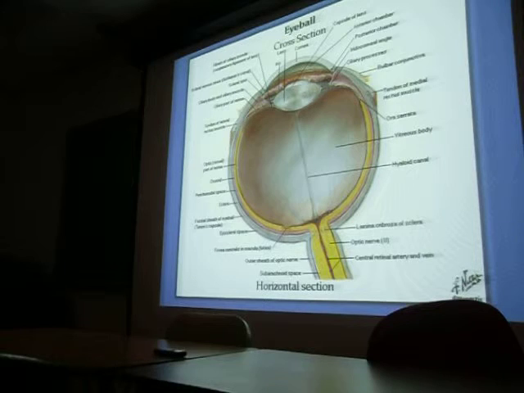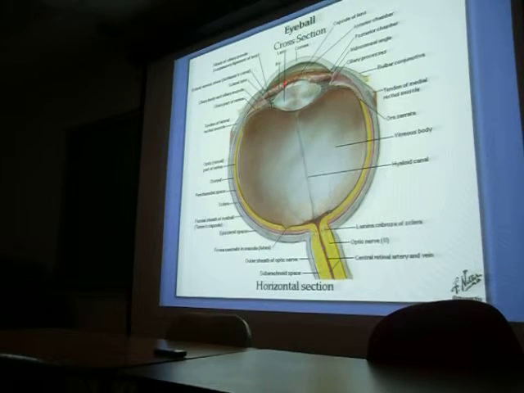That's called accommodation. So the flatter the lens, the better you see further out, but as soon as you get up close, that lens has to thicken up. And as you get older, that doesn't happen as well, and you need those reading glasses. But that's called accommodation. You accommodate for near vision.